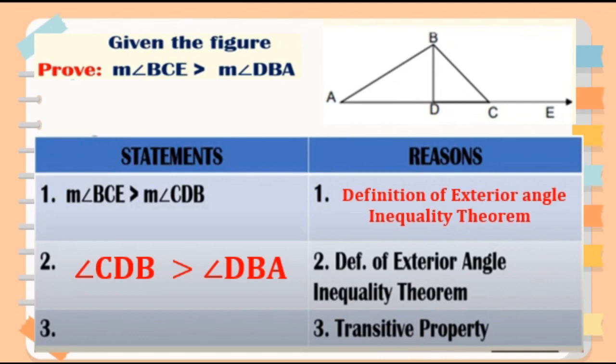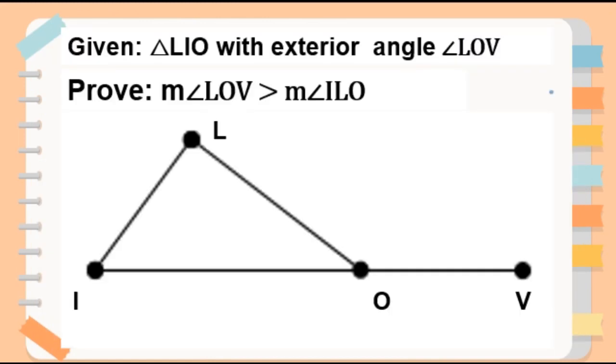For our third statement, based on our first statement and second statement, we can now prove that the measure of angle BCE is greater than the measure of angle DBA. The reason is transitive property. Next example, given triangle LIO with exterior angle LOV. Prove that the measure of angle LOV is greater than the measure of angle LIO.